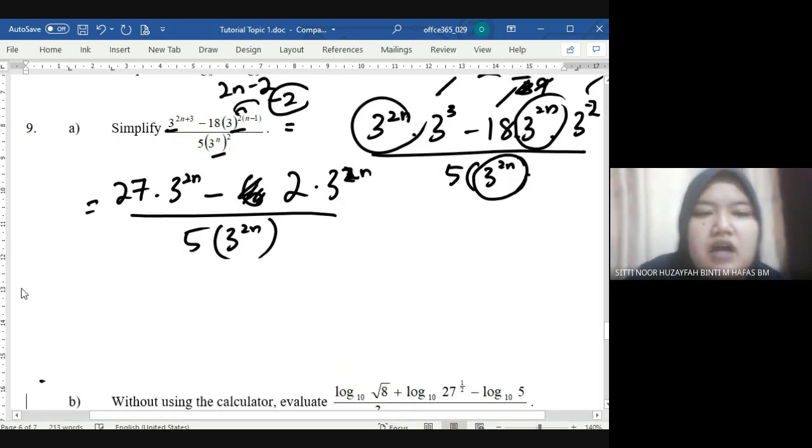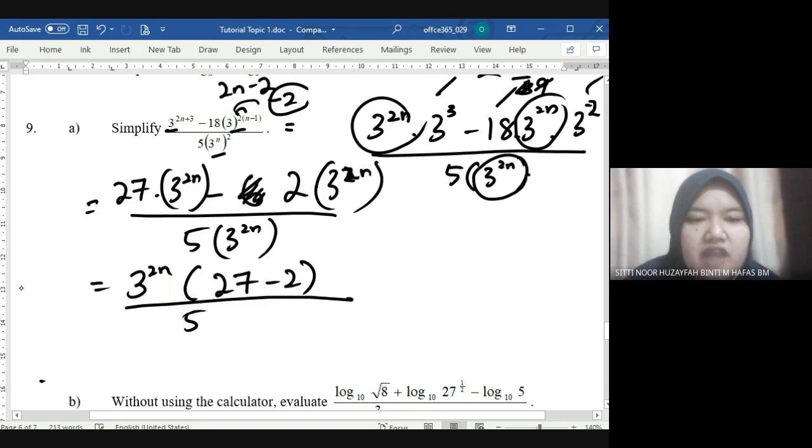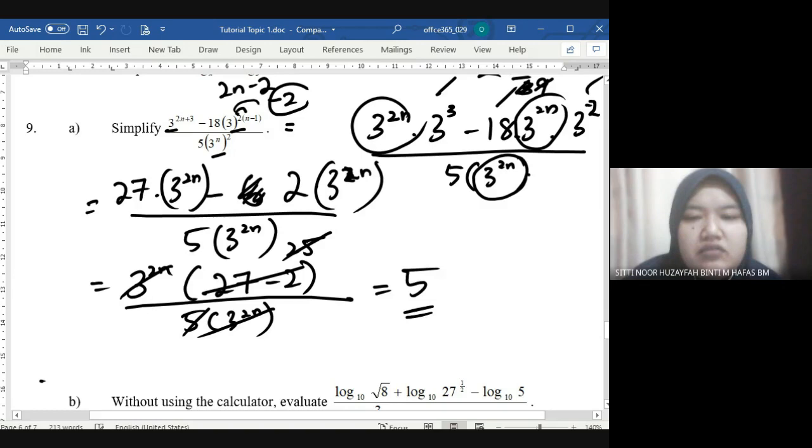So, how to solve for this one? So, this 3 to the power of 2n can be the coefficient, can be the factor. So, you can factorize out 3 to the power of 2n. So, what's left inside the bracket is 27 minus 2. Here we divide by 5 of 3 to the power of 2n. So, this 3 to the power of 2n can be cancelled out. 27 minus 2 is 25. So, 25 divided by 5 is equal to 5.